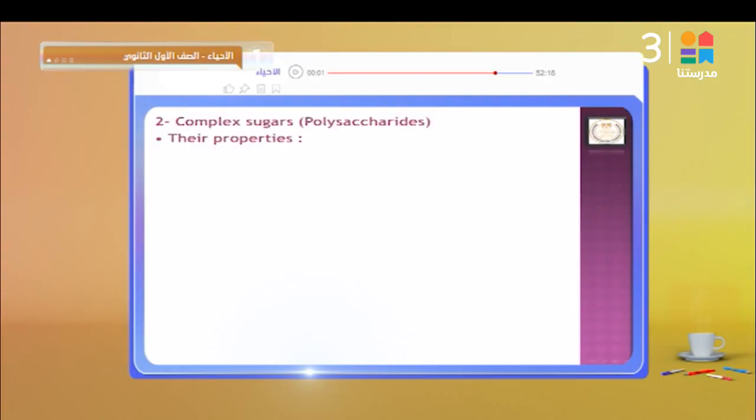Complex sugars. What is the meaning of complex sugars? They are called polysaccharides. They consist of more than one molecule of glucose: glucose plus glucose plus glucose. The end result is polysaccharides such as starch, glycogen, and cellulose. What are the properties of the polysaccharides?